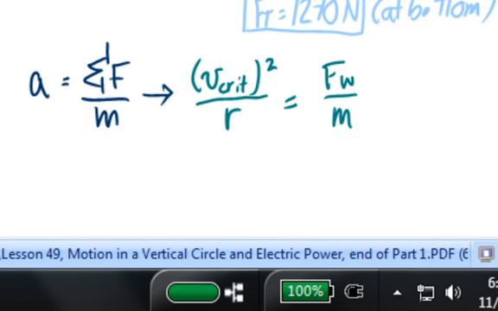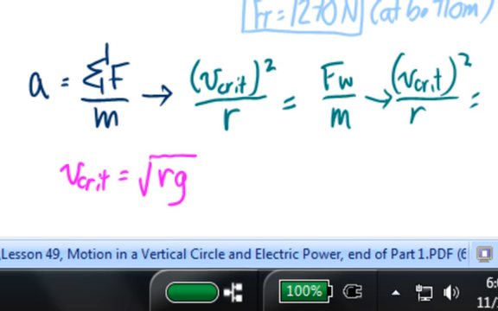Now what am I looking for? I'm looking for the critical velocity. So I want to solve this equation for the critical velocity. And I want to write the weight as mg, because you're going to see that if I do that, the m's are going to cancel each other out, and the critical velocity is going to be independent of the object's mass. So let's solve this equation for v crit.